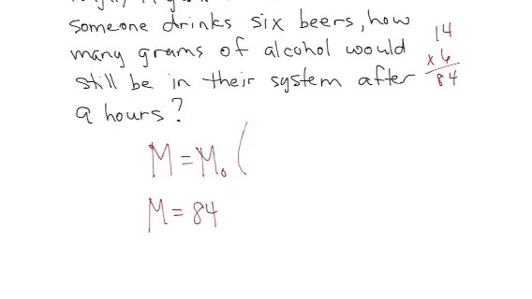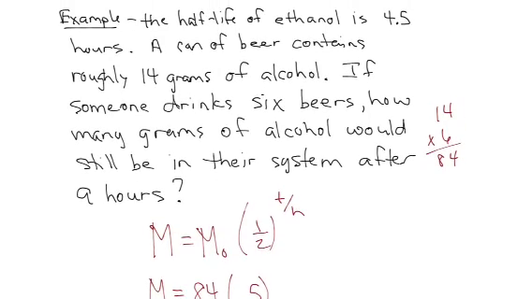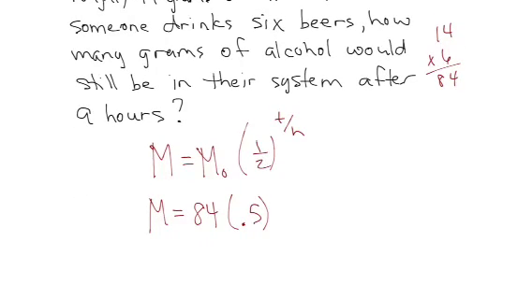All right, then the formula says 1/2, so that means we're going to use 1/2. But again, if I'm on a calculator, I'm probably going to use 0.5. And then the t over h. All right, so that's the time. So the half-life is measured in hours, so it's about 4.5 hours. So we want to have everything in hours.